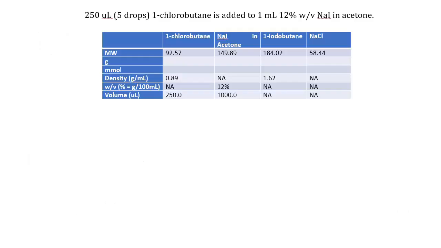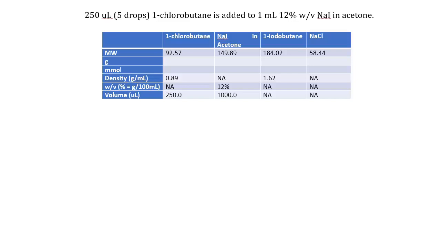For the table of reagents, for the reagents that we added in the test tubes, so for 1-chlorobutane and all of our alkyl halides, we added 250 microliters, so each drop is about 50 microliters, so 250 microliters total. And then for our sodium iodide and acetone, we know that we used 1 milliliter of a 12% weight per volume solution.